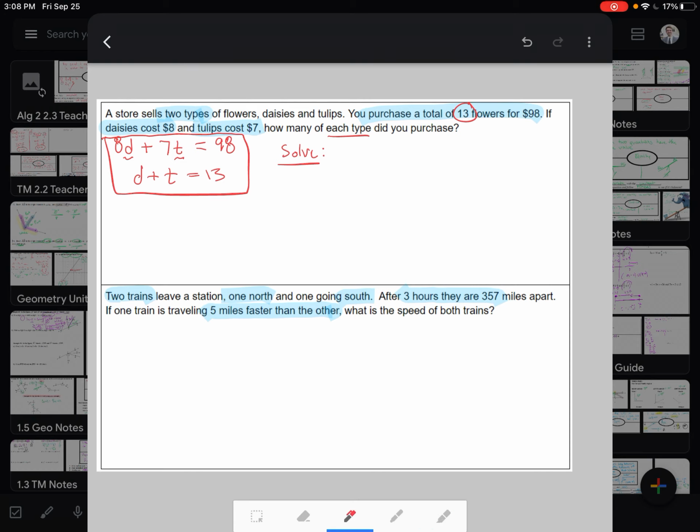So we're going to try to use the information that they gave us, 3 hours, 357 miles apart, put those together to create another situation just like up top, where we're, again, making a system with two equations. So that's your job. So come up with two equations to come together, and then eventually, once you have those put together, to solve.